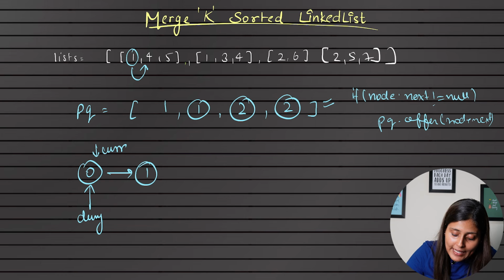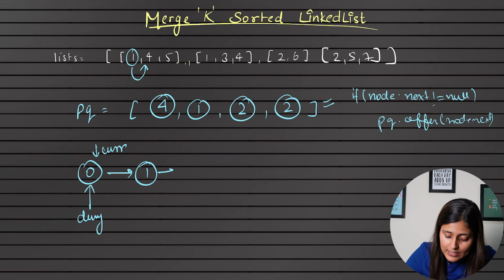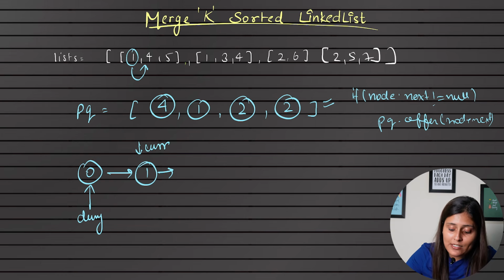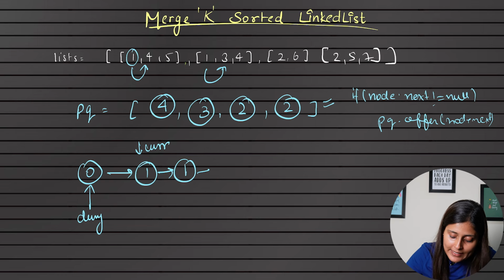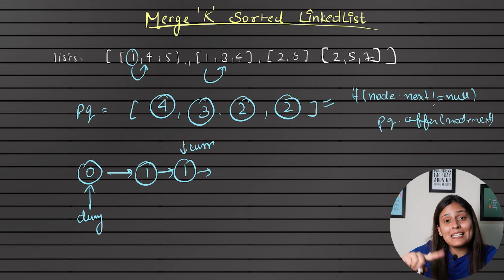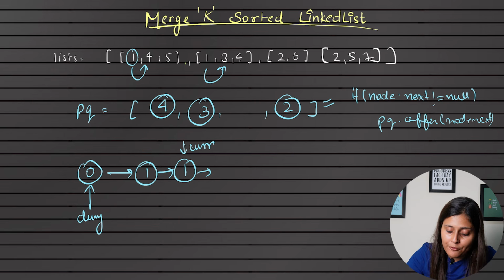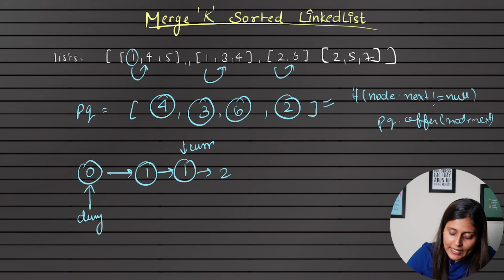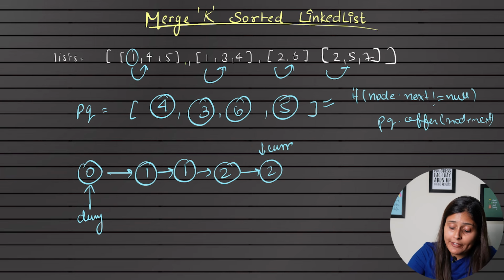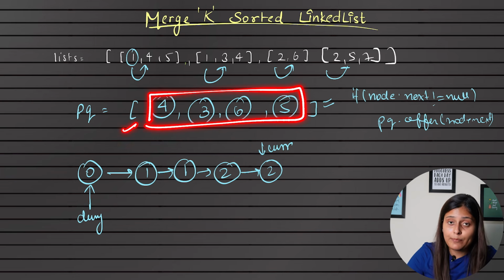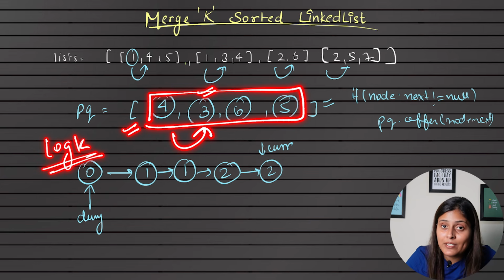So now 4 will get inserted, correct? After this, current will also move ahead. Next time, the next node will get popped, which is 1, and for this one, 3 will get inserted. Now this 1 will get connected and current will move ahead. Next time, the next smaller element, which is 2, will get popped, and for 2, 6 will get added. Now 2 will get inserted here as a node and current will also move ahead. Next time, for this 2, 5 will get inserted, 2 will get connected and current will move ahead. So don't you think we are picking the smallest element, but the priority queue will take just logarithm of k time complexity to choose which is the smallest element here, correct?